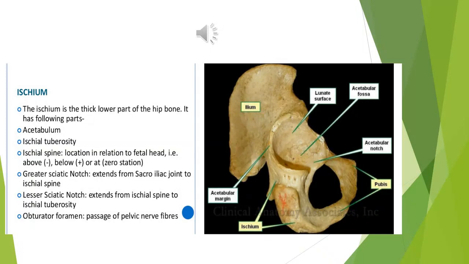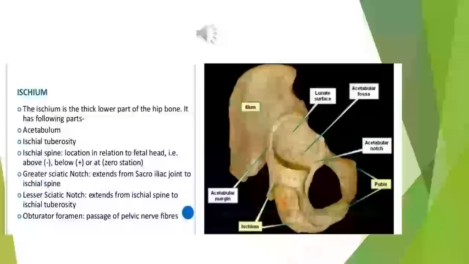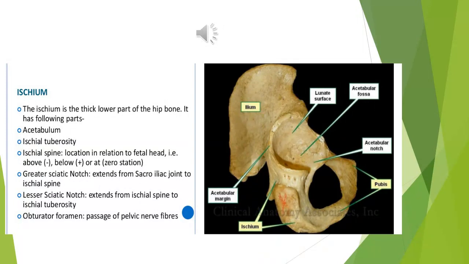Then the other one is the greater sciatic notch, which extends from the sacroiliac joint to the ischial spine. That notch is known as the greater sciatic notch. And then after the ischial spine, extending from the ischial spine to the ischial tuberosity, is one notch that you already studied along with the hip bone. That is known as the lesser sciatic notch. Then you can identify here the obturator foramen. So the obturator nerves and vessels exit the pelvis through a gap along the upper part of the obturator foramen.